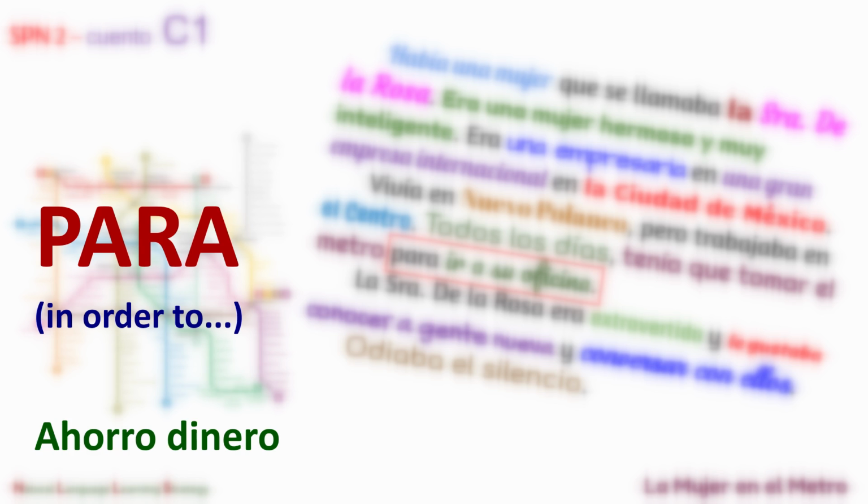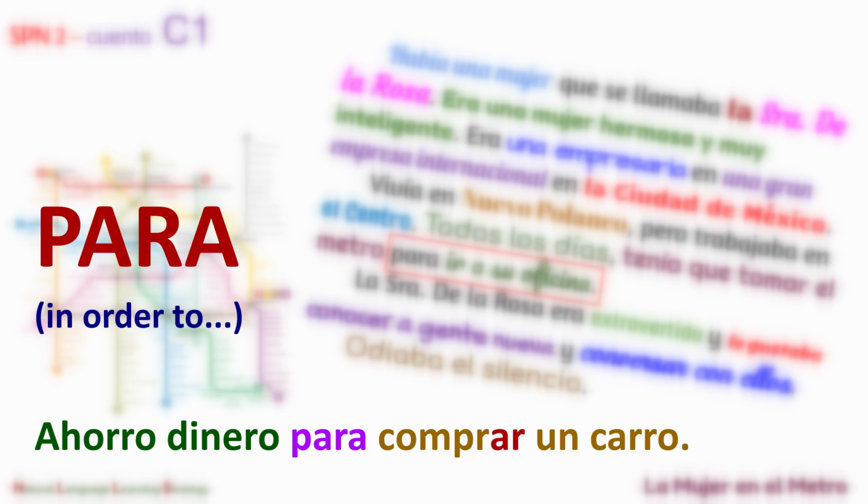You can't say ahorro dinero comprar un carro. I save money to buy a car. It has to be ahorro dinero para comprar un carro. I save money or am saving money in order to buy a car. Technically, in English, we should be doing the same thing. However, because English can be a little lazy, we've dropped in order to, unless we want to emphasize the outcome.